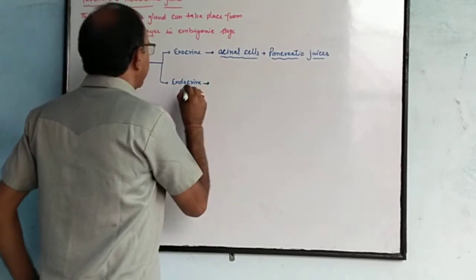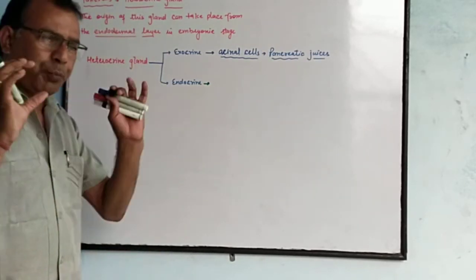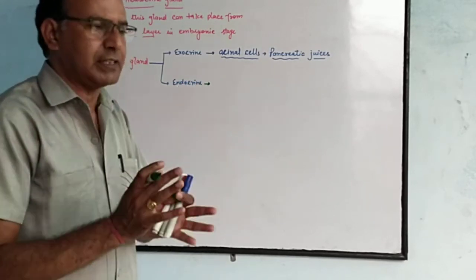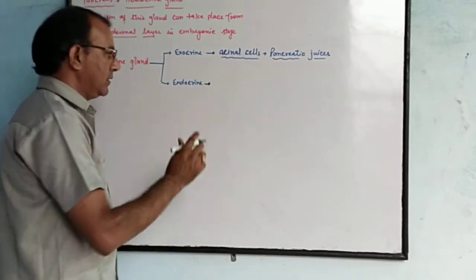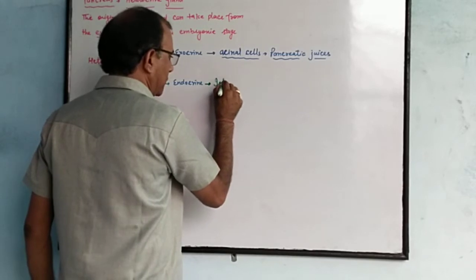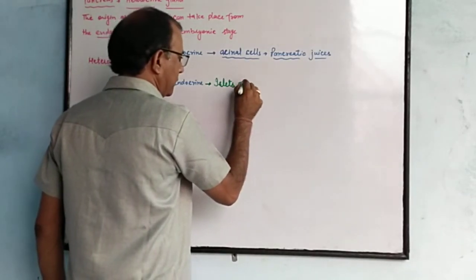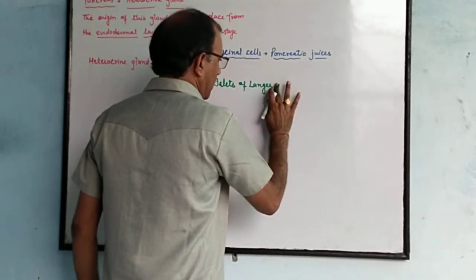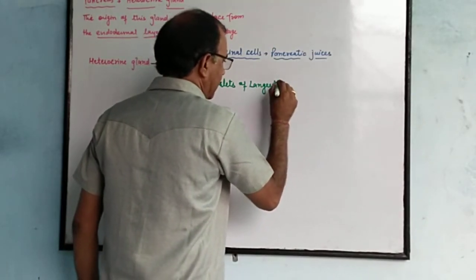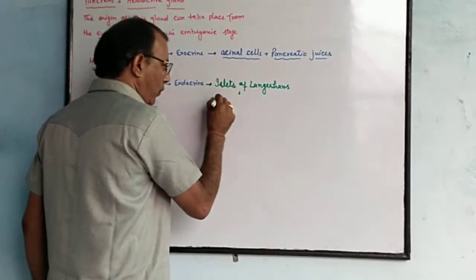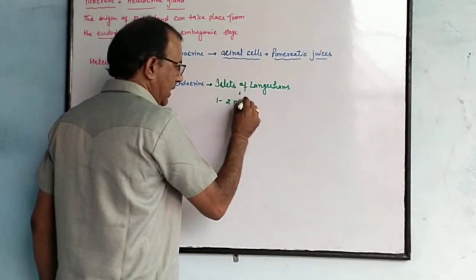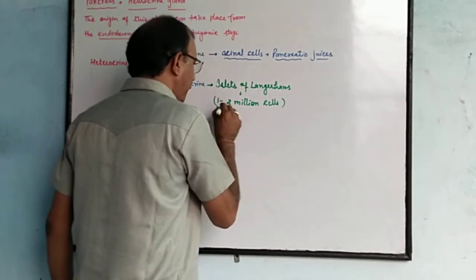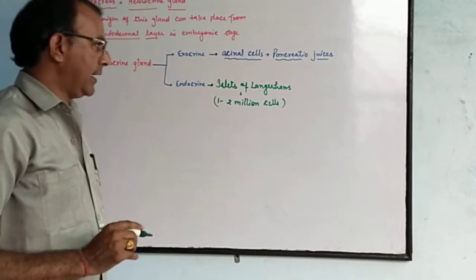And next one is endocrine. In the pancreas there are groups of cells. One to two million cells form groups which are known as islets of Langerhans. Islets of Langerhans contain 1 to 2 million cells.